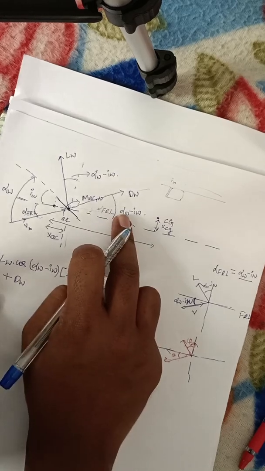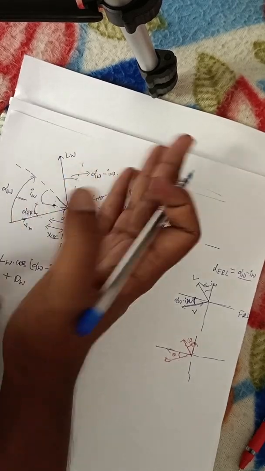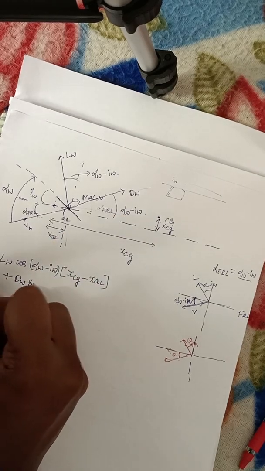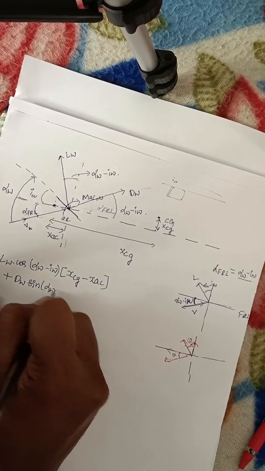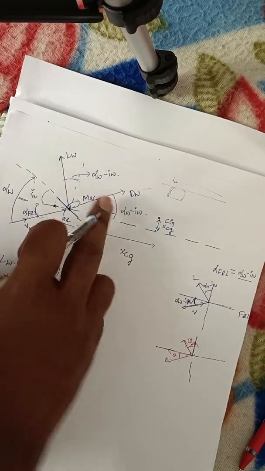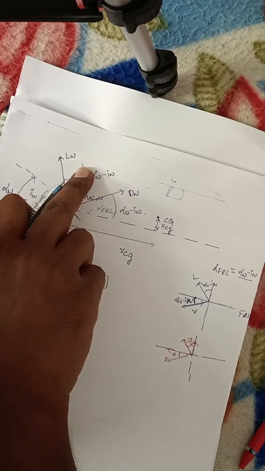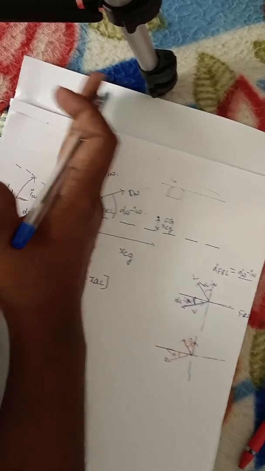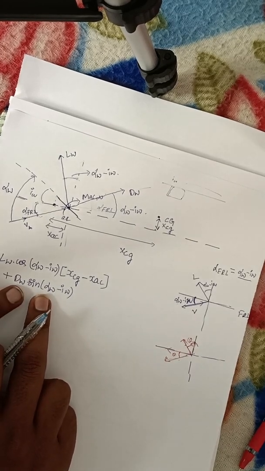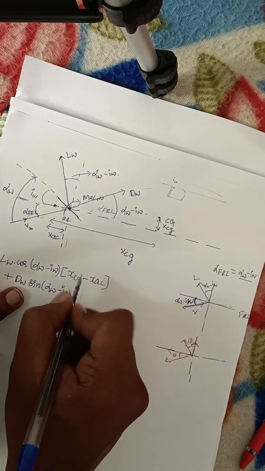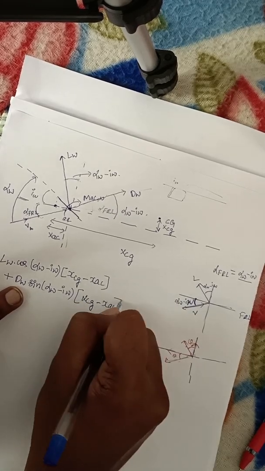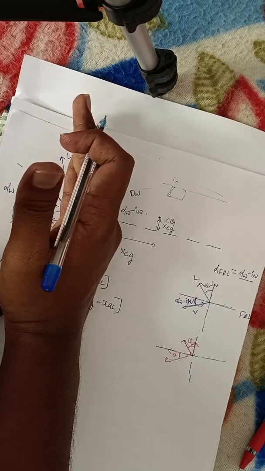Okay, dW into, I want this perpendicular force. This is alpha W minus IW, so this is sine of alpha W minus IW, the component. If this is theta, this is sine theta. With respect to this axis, I want this vertical component: dW into sine of alpha W minus IW. What is the distance? Same, XCG minus XAC. The vertical components are done.